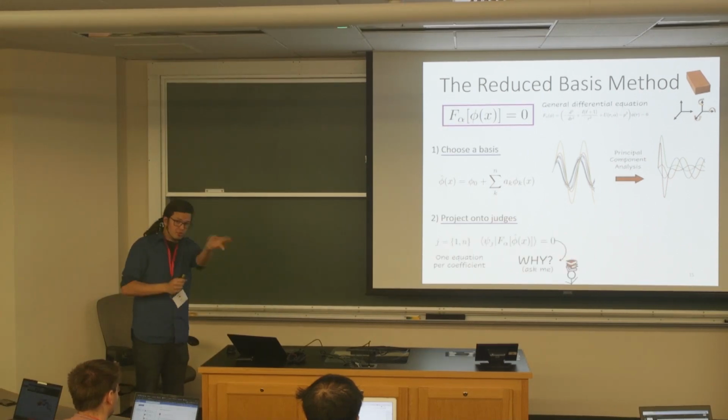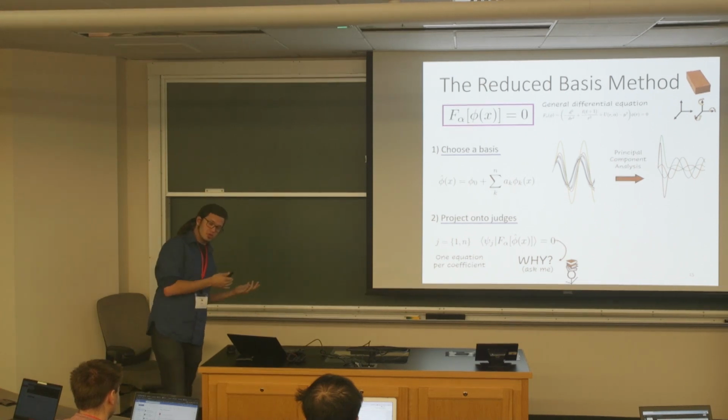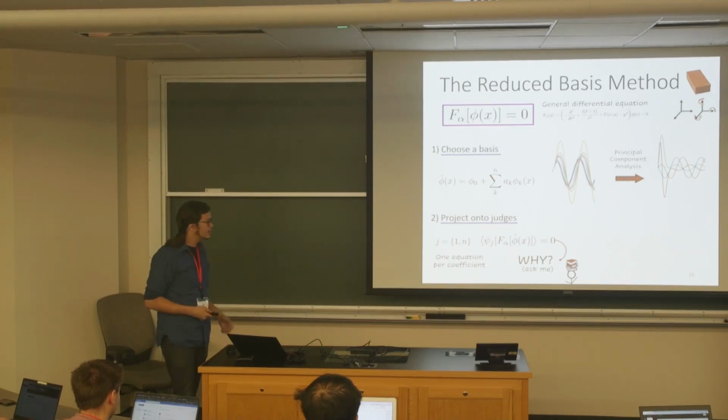And the second part is just 2 steps. The second step is you need to write down equations that will allow you to find the coefficients A for any value of the parameter. And the way that we usually do this is by projecting these equations into a subspace. And this is called the Galerkin method.